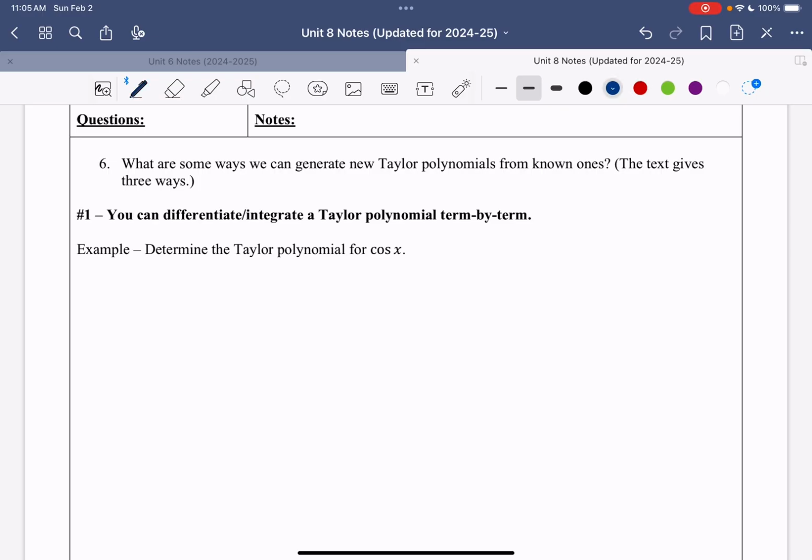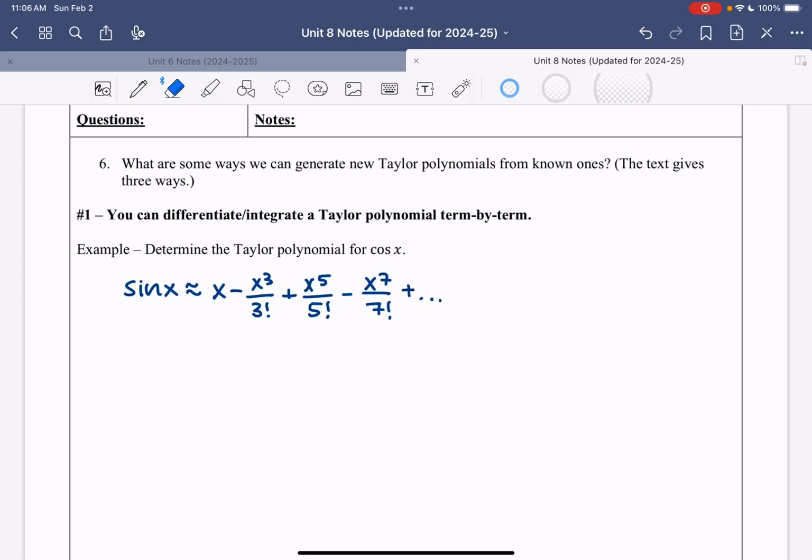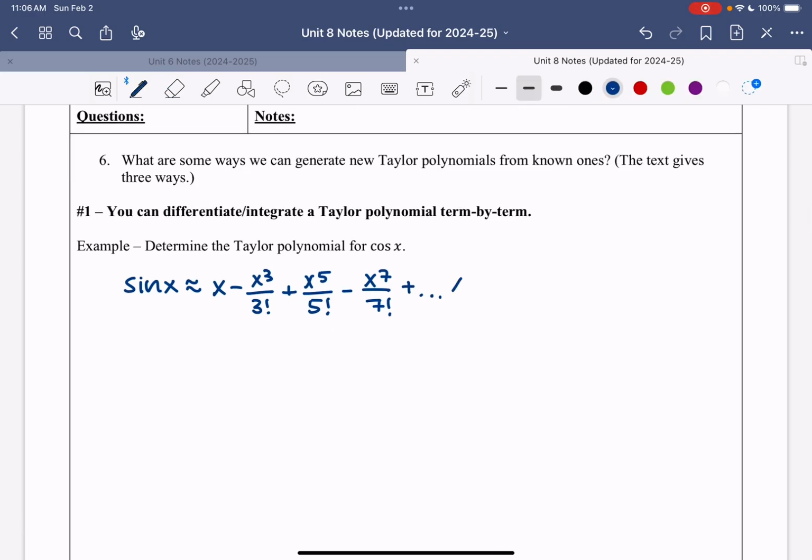So our text gave us what our polynomial for sine of x is. Okay, so we know that sine x as a Taylor polynomial is approximately x minus x cubed over 3 factorial plus x to the 5th over 5 factorial minus x to the 7th over 7 factorial, and going on and on and on, right? So we eventually stop with some other term, well, we'll just stop there, okay?